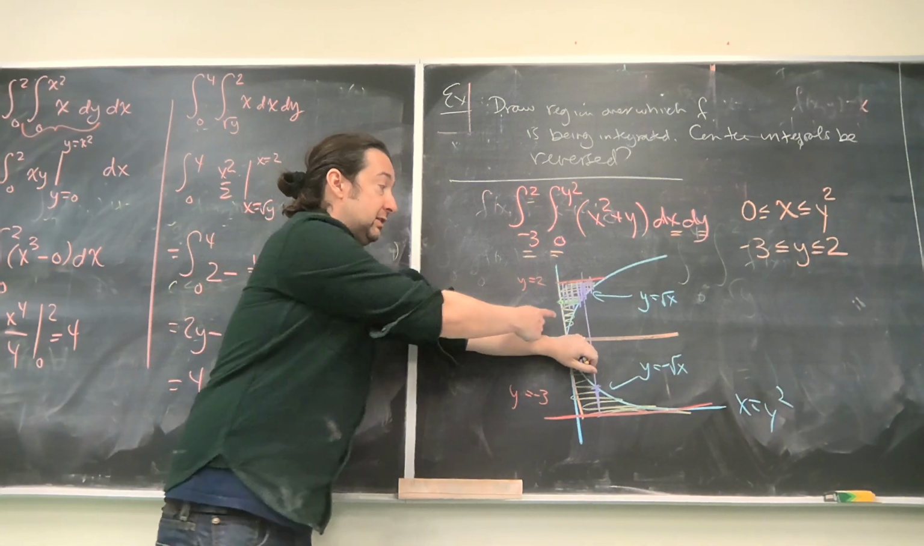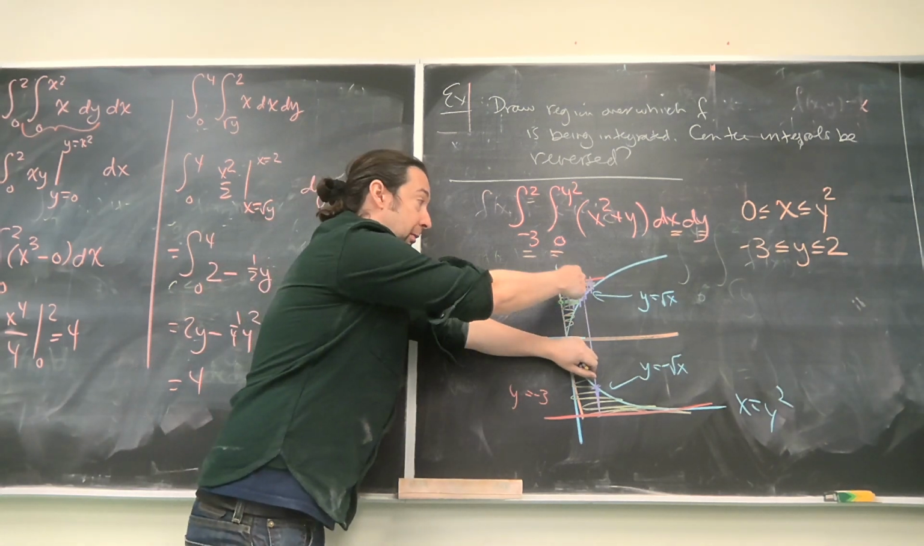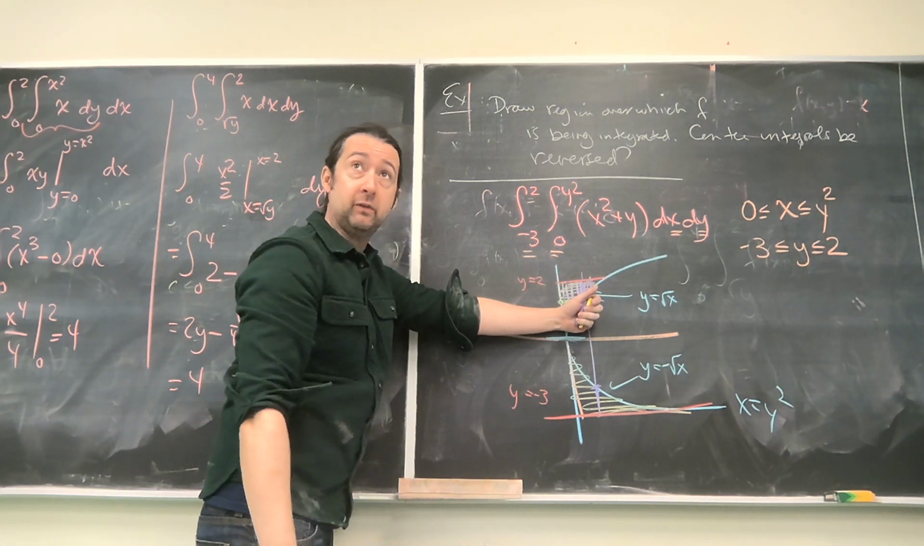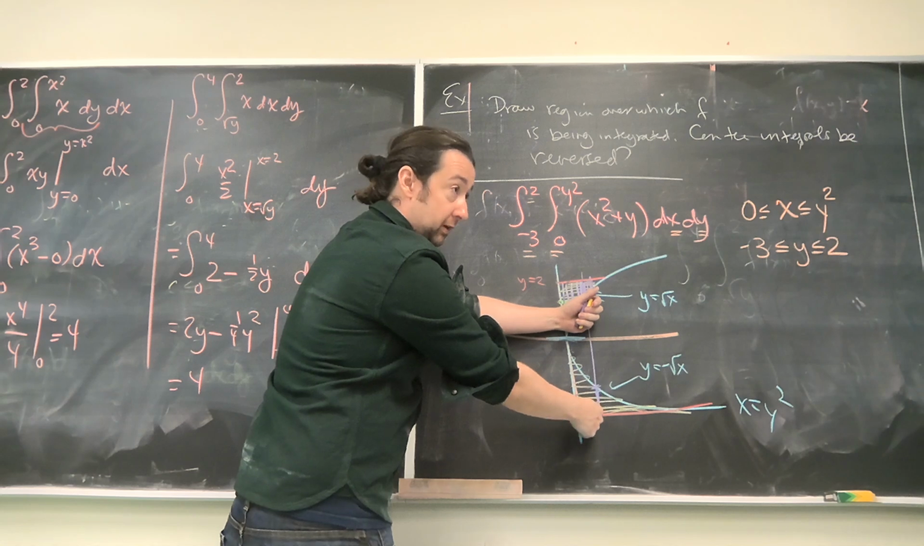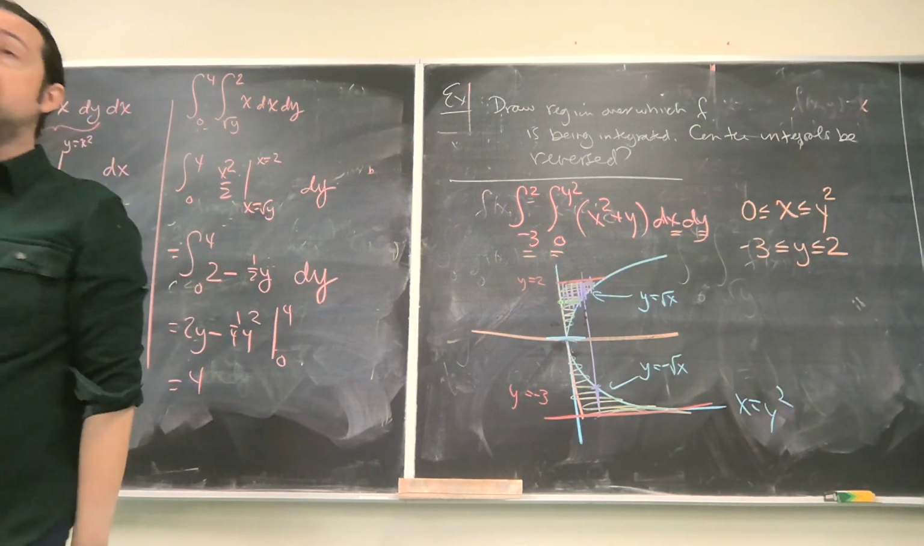That all by itself is a type 1 region because you have a top and a bottom. This all by itself is a type 1 region because you have a top and a bottom. So you could break it up into two pieces.